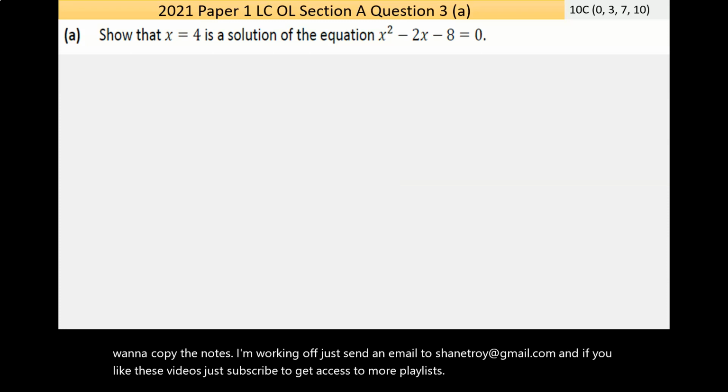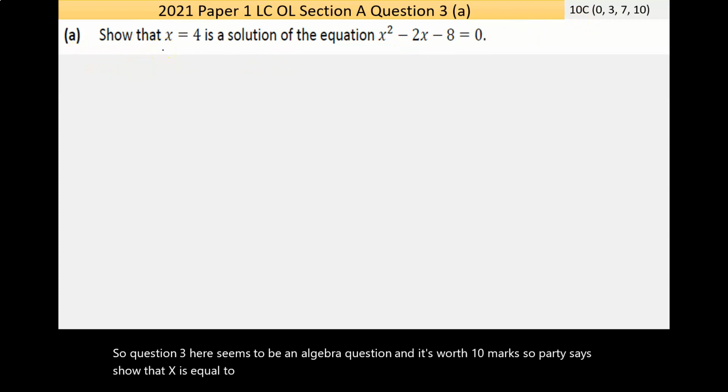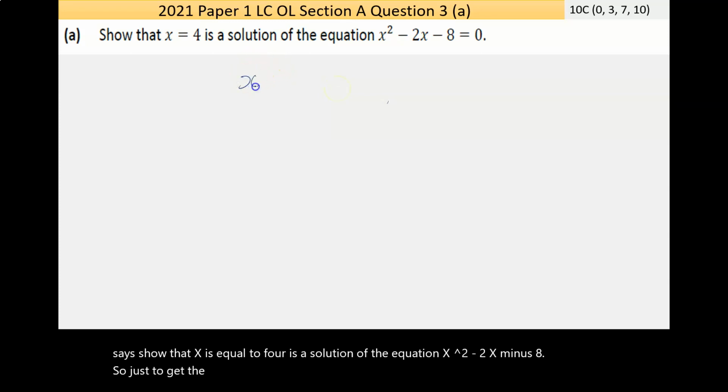So question 3 here seems to be an algebra question, and it's worth 10 marks. Part A says, show that x is equal to 4 is a solution of the equation x squared minus 2x minus 8. Okay. So just to get the brain going, I'm going to rewrite that equation.